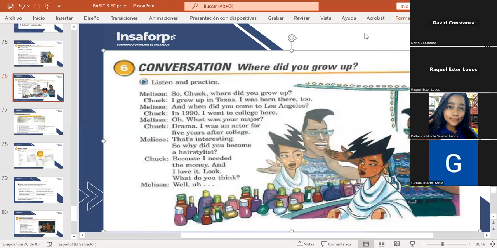Okay. So, Chuck, where did you grow up? I grew up in Texas. I was born here too. When did you come to Los Angeles? In 1980. I went to college here. Oh, what's your major? Drama. I was an actor for 5 years after college. That's interesting. So why did you become a hairstylist? Because I needed the money and I love it. Look, what do you think? Well, okay, thank you. Thank you.